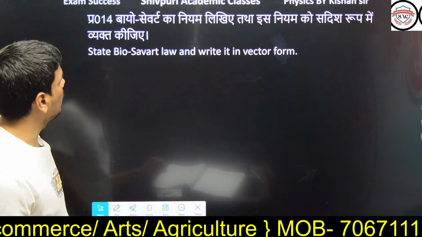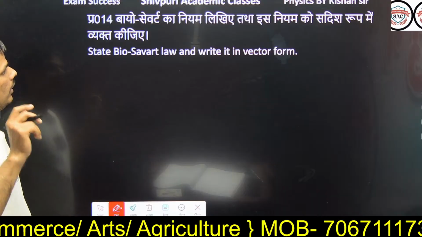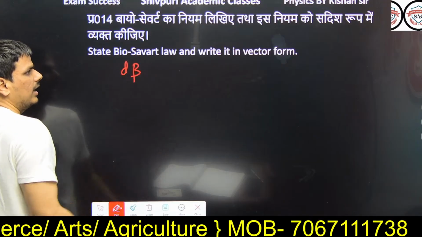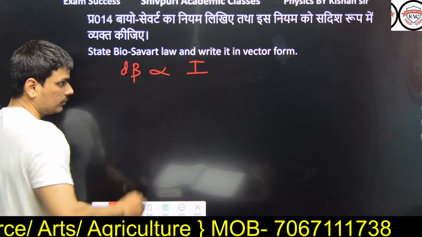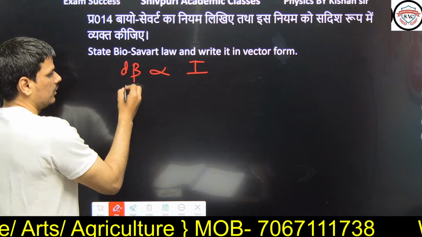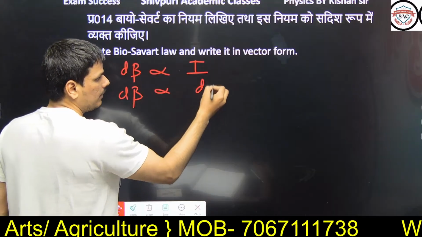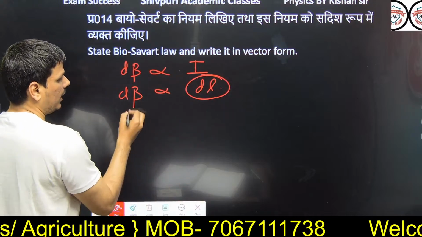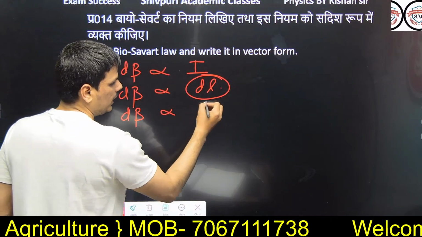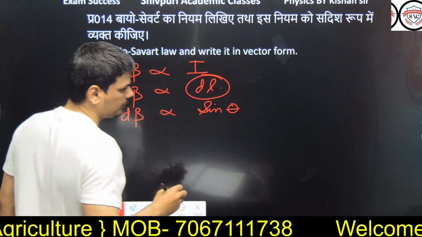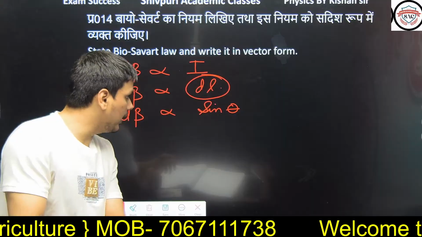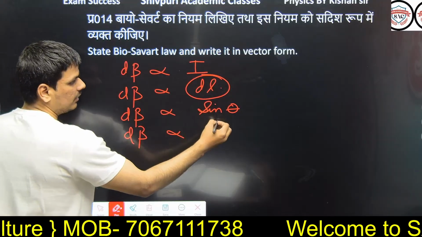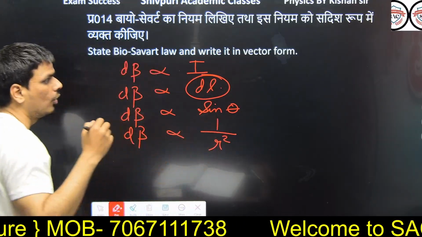Question number 14: state Biot-Savart law and write it in vector form. So what is the Biot-Savart law? The magnetic field is directly proportional to the electric current. Second, it is directly proportional to the length of the current element. Next, it is directly proportional to the sine of the angle between the element and the point, and the magnetic field is inversely proportional to the square of the distance of separation of the point.